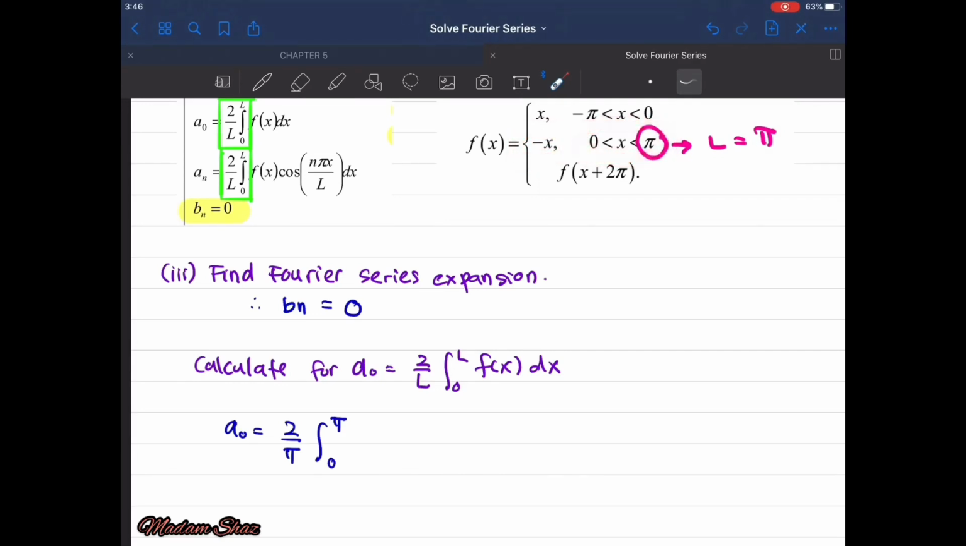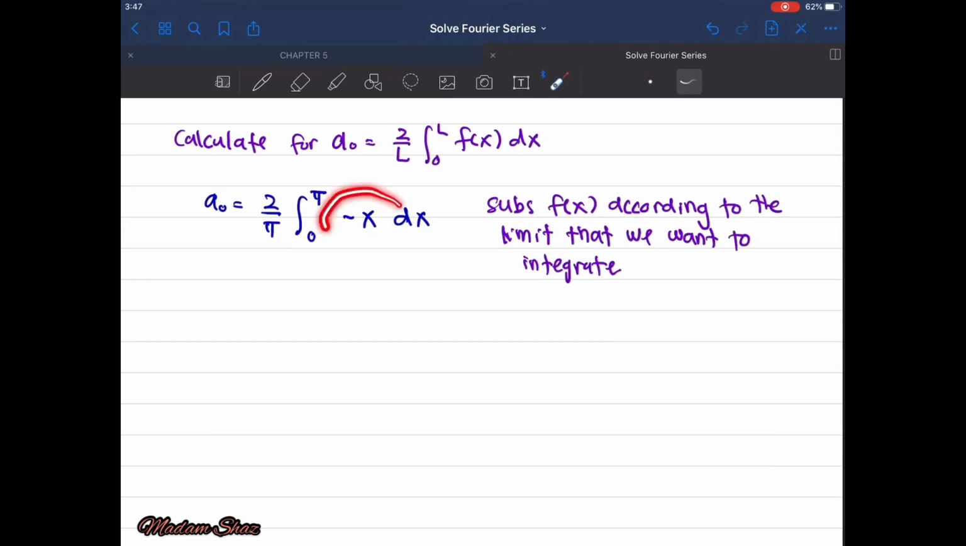So now you have to substitute your f(x) according to the limit that you want to integrate. So your f(x) here is equal to negative x. Why negative x? Because we want to integrate from 0 until pi. Okay, now we want to integrate negative x. Integrating negative x will become 2 over pi, negative x to the power of 2 divided by 2, and your limit from 0 until pi.